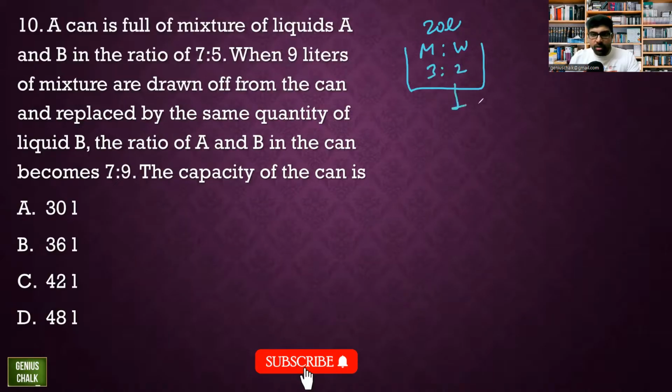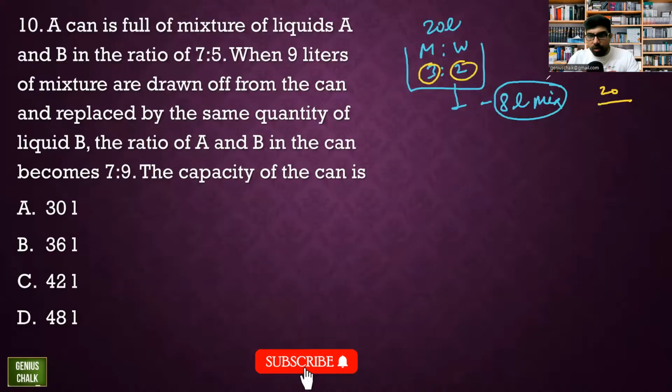Now what I do, I say let's take 8 liter mixture out. First let's figure out how much milk is there and how much water is there. If there is total 20, there will be 5 units total. So if I say what is the milk, you will say 3/5. That means here 12 liter is milk, so remaining 8 liter is water, right?